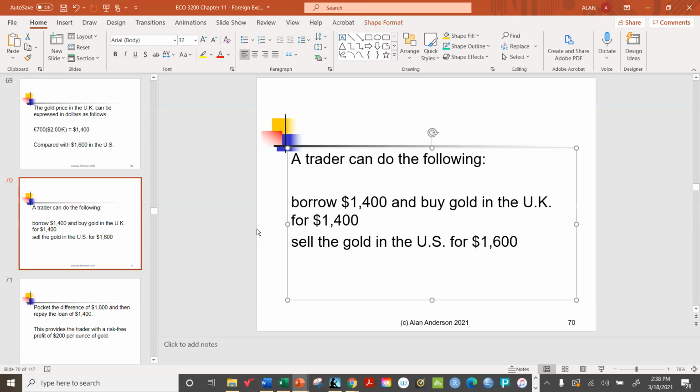Well, so what, you say? Because in the process of buying all that gold in the UK, that will push up its price. And at the same time, in the process of selling gold in the United States for $1,600, that will push the price down. And of course, fairly quickly, the prices will be equalized in the two countries. Very quickly, as a matter of fact. So the opportunity will disappear very quickly if it arises in the first place.